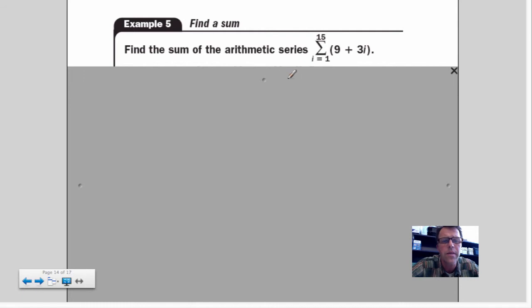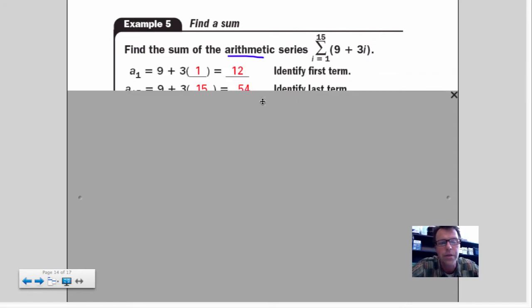So here in this case, could you find the sum of this arithmetic sequence? Nice that they told you it was arithmetic. If they didn't tell you it was arithmetic, you'd have to figure it out by plugging 1 in for i, then 2 in for i, then 3 in for i, and seeing if there was a common difference. But they told it to us, so that was nice.